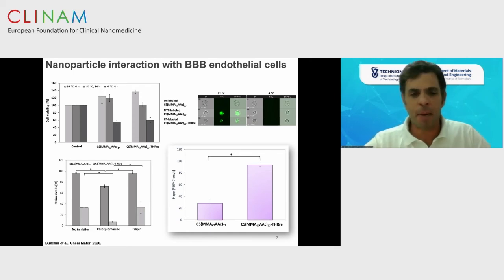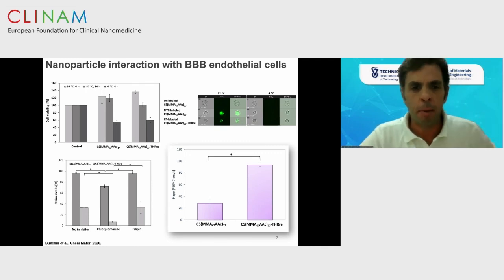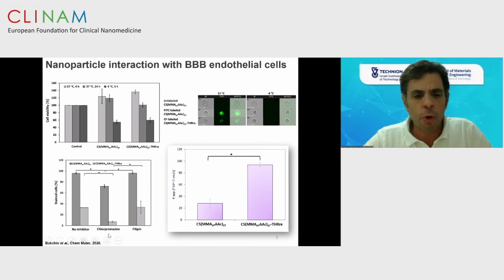We wanted to understand this pathway better because, according to the Spanish collaborators, these peptide shuttles are expected to interact with the transferrin receptor, which is overexpressed at the apical side of the BBB endothelium. So we used two endocytosis inhibitors, chlorpromazine and filipin, which inhibit clathrin-mediated and caveolin-mediated endocytosis.